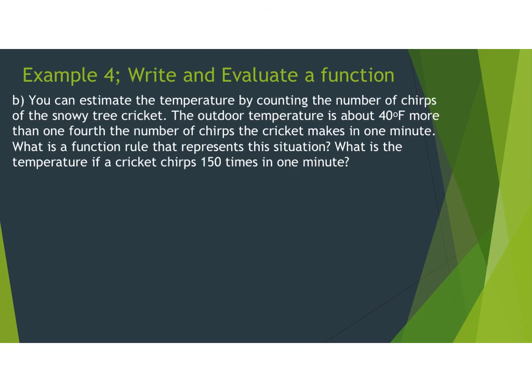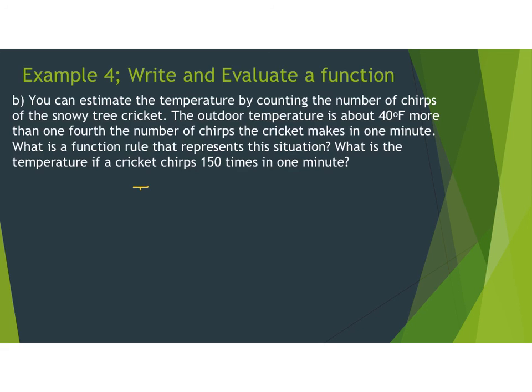And the last example, you can estimate the temperature by counting the number of chirps the snowy tree cricket makes. The outdoor temperature is about 40 degrees Fahrenheit more than 1/4 the number of chirps the cricket makes in 1 minute. What is a function rule that represents this situation? And what is the temperature if the cricket chirps 150 times in 1 minute?